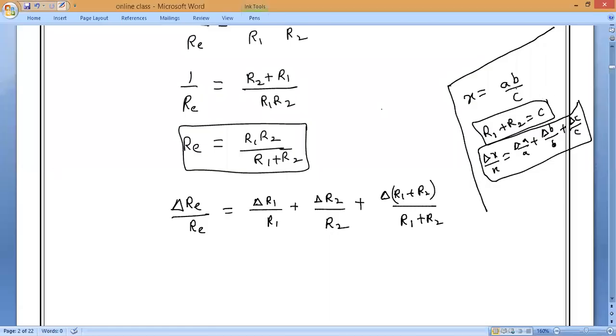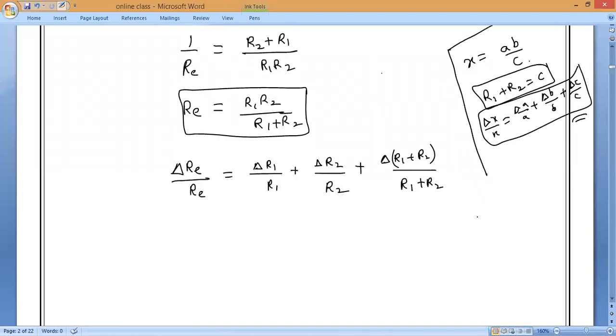So we consider R1 plus R2 is equal to C. Then delta A by A plus delta B by B plus delta C by C. Do you understand this, everybody? That is what you have to remember. Next, tell me: delta R by R is equal to, what is the delta R1 percentage?